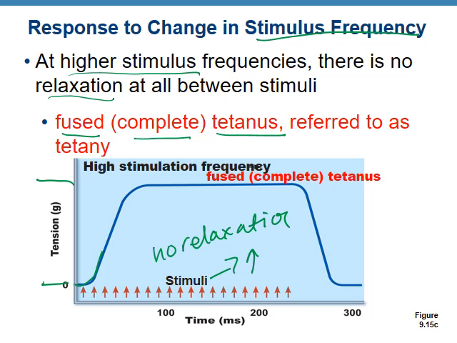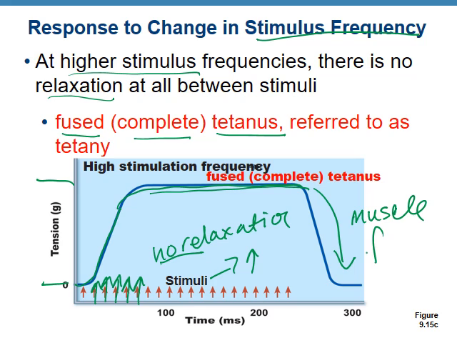So we can see the muscles start to contract, and then continual stimuli are applied and there's no relaxation. And we stay at this plateau or fused complete tetanus. This doesn't happen very frequently. This would lead to eventual muscle fatigue. So what will happen is you can only do this fused tetanus for a short period of time.